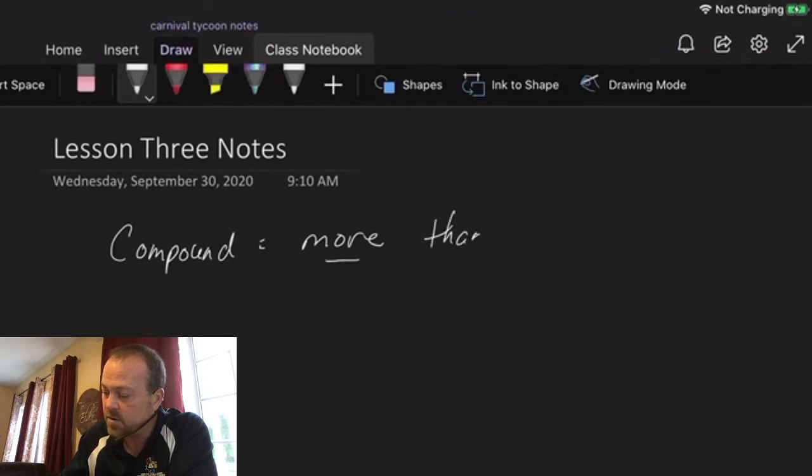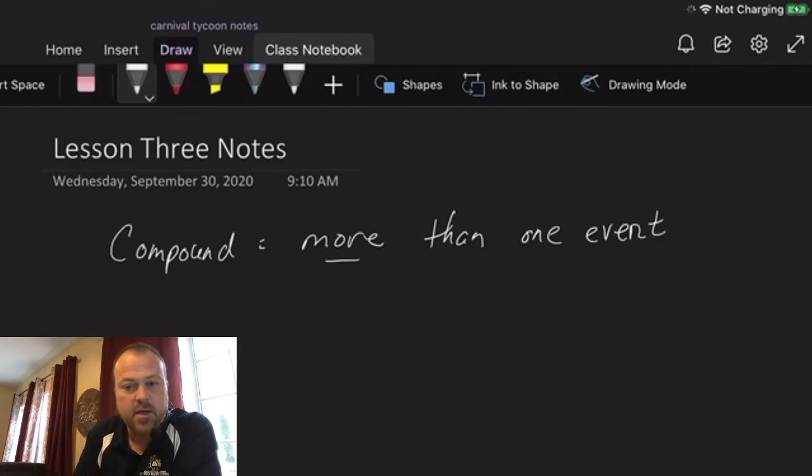More than one event. And for the most part, we'll be dealing with 2 events in this lesson happening at the same time, either dependent or independent of each other. But compound could mean as many events as you want to put in there. Could have 100 events happening. The likelihood of 100 or 1,000 events happening would be compound events too.